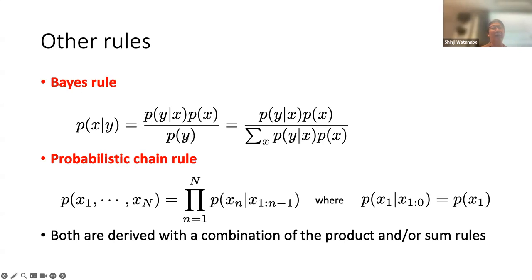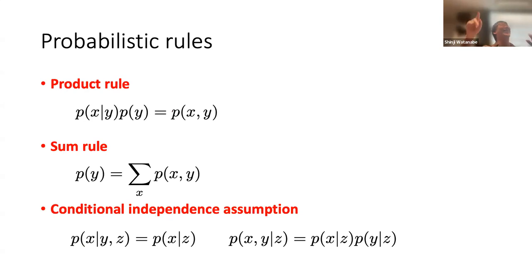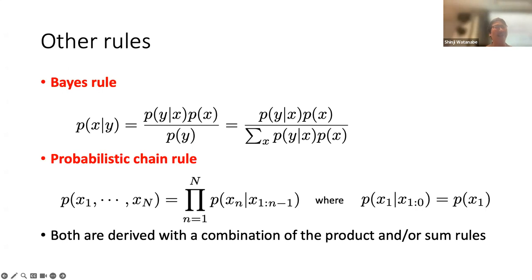And for P(y), by combining the product rule and sum rule, the denominator is written like this. Many people may remember this rule or this rule, but frankly, I am not so genius, so I usually don't remember all the rules, but I just remember these three rules. And then I derive it: what is Bayes rule? No, I know the product rule, so I actually derive it. Same for the probabilistic chain rule.